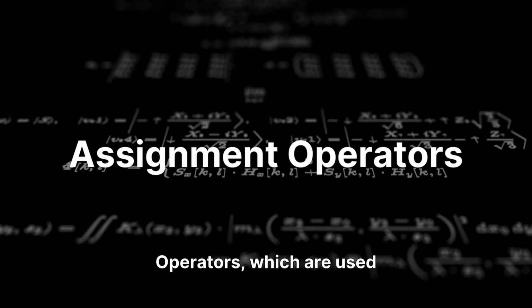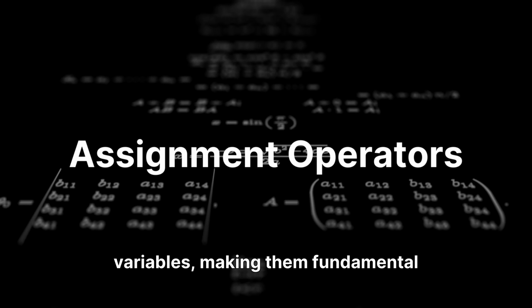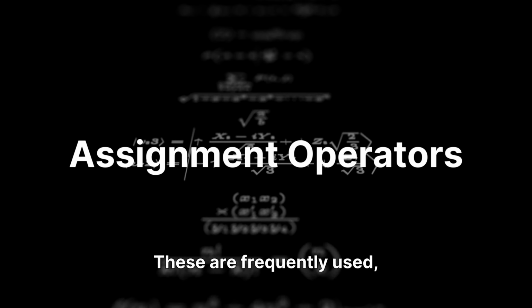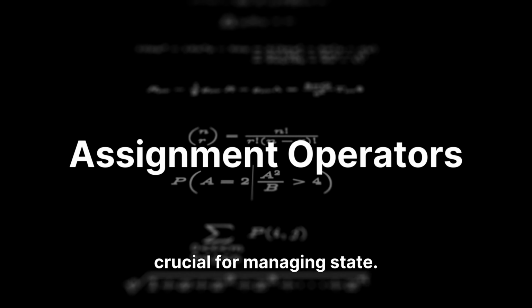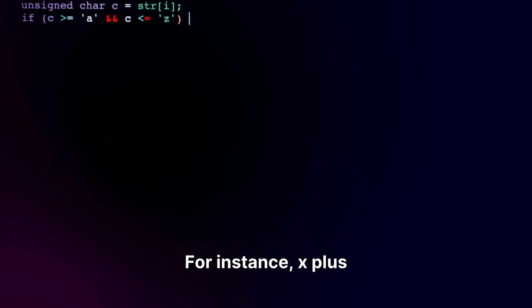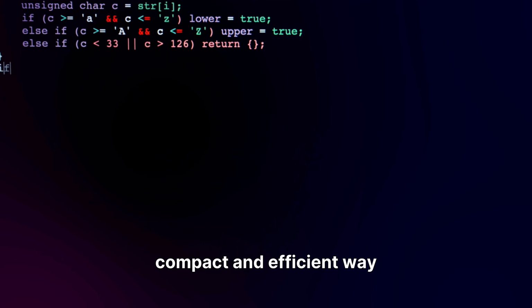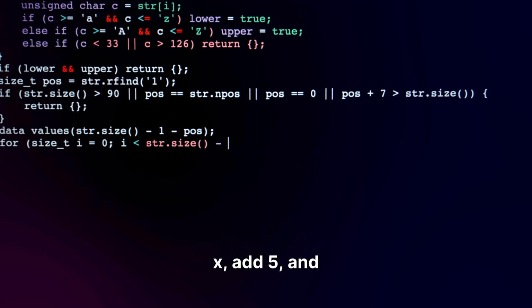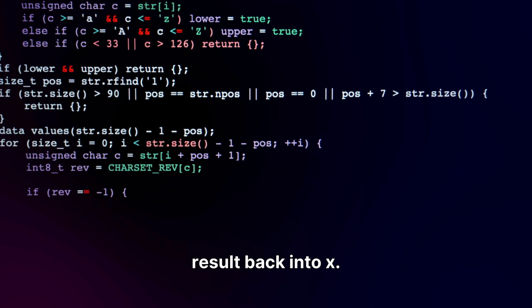Moving on to assignment operators, which are used to assign values to variables, making them fundamental for storing and updating data throughout your program. These are frequently used, crucial for managing state. The basic assignment operator is equals, which assigns the value on its right to the variable on its left. Compound assignment operators offer a convenient shorthand for performing an operation and then assigning the result back. For instance, x plus equals 5 is a compact and efficient way to write x equals x plus 5. This means you take the current value of x, add 5, and then store that new result back into x.